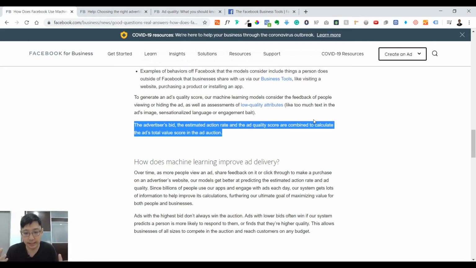I think what they do is just compare your ad with the currently running ads in a similar niche, and that's how they determine whether the ad quality score is good or not. I might be wrong. If anyone watching this video knows what it is, feel free to comment in the comment section below.